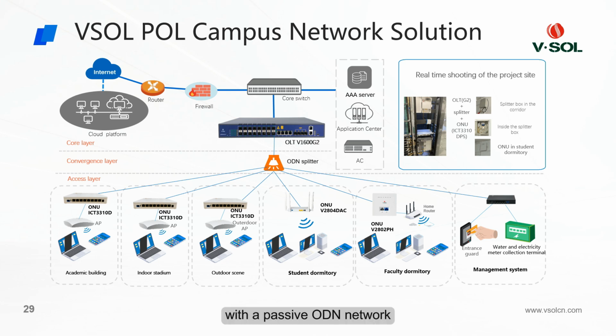With a passive ODN network, VSOL helps the campus complete network coverage from fiber to the desktop, with different kinds of access terminals, ONU, ICT3310DPS, etc. These meet users' access demand for high-speed internet, IPTV, etc., and can also make it possible to achieve video surveillance, campus smart cards, and other services.